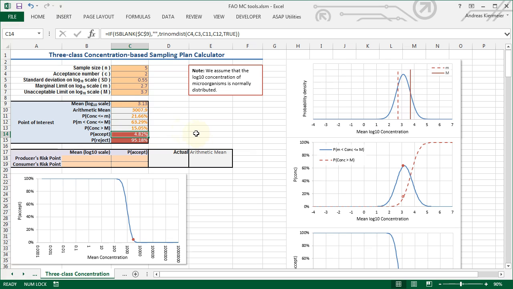So you can use this to essentially work out the probability of acceptance under the sampling plan for different mean concentrations. And that means that you can work out what the probability of acceptance might be under any particular situation or for any particular process that you know something about the standard deviation and the mean log concentration.